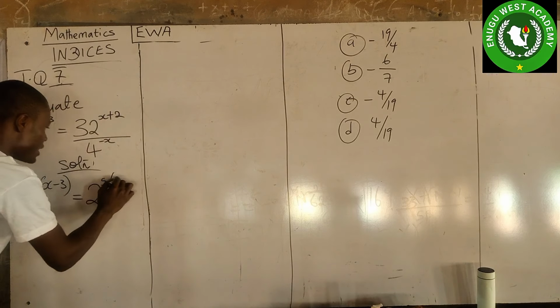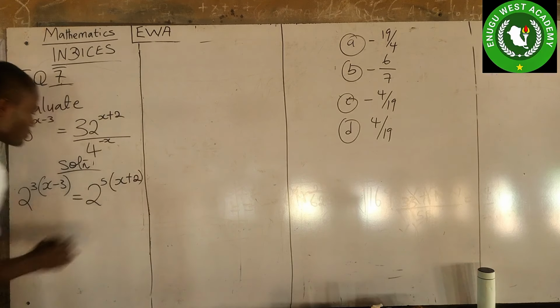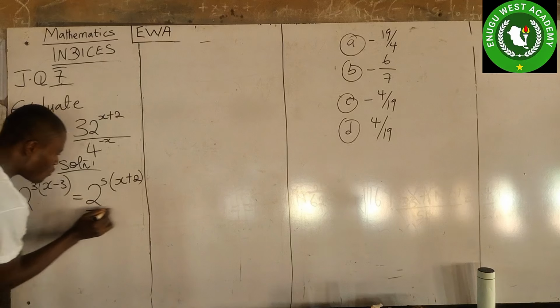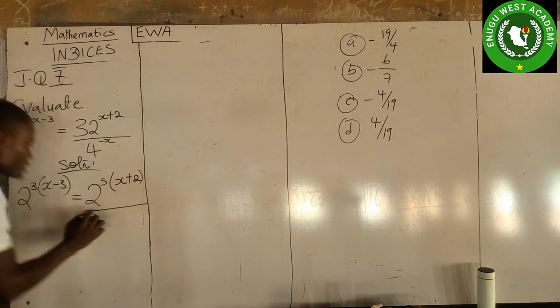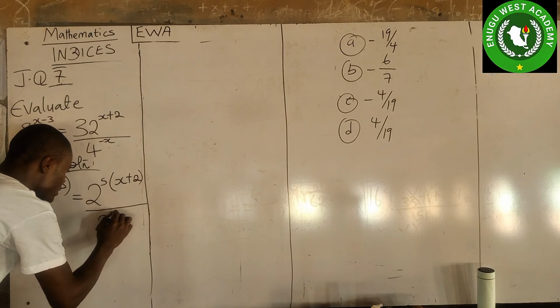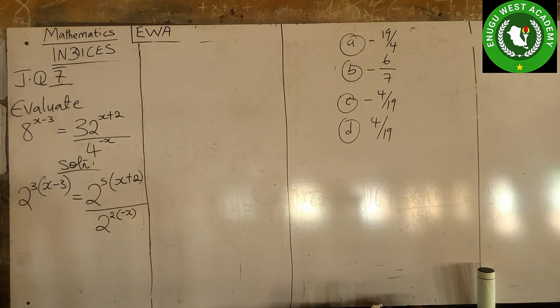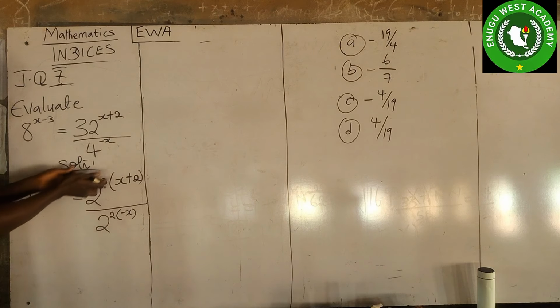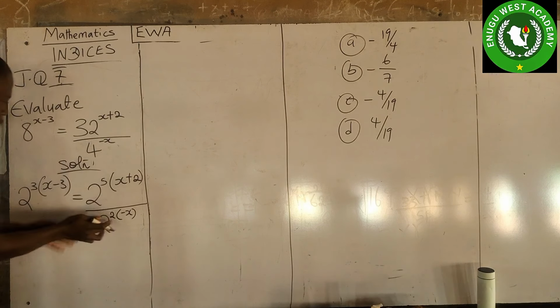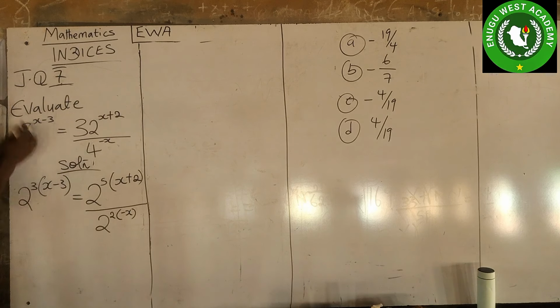Now bracket x plus 2. Hope you are following. Over, here will be 2 raised to power 2, bracket minus x. So 2 raised to power 3 is 8, 2 power 5 is 32, 2 power 2 is 4. So bracket minus x. So you can see them.